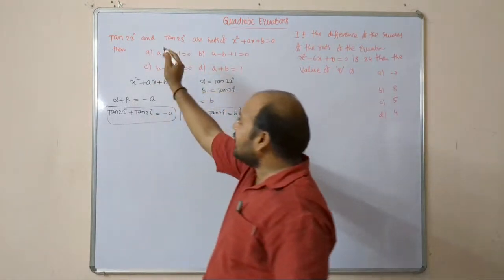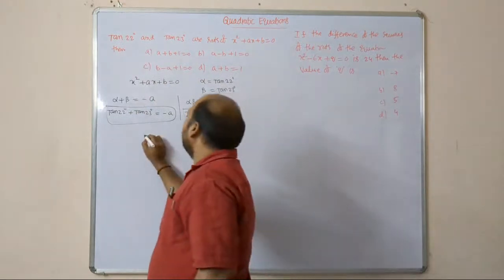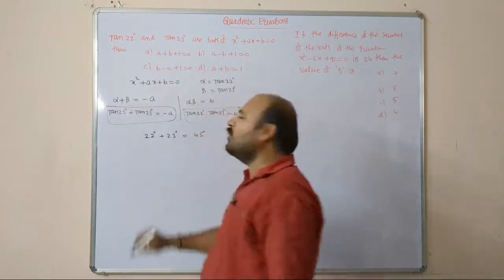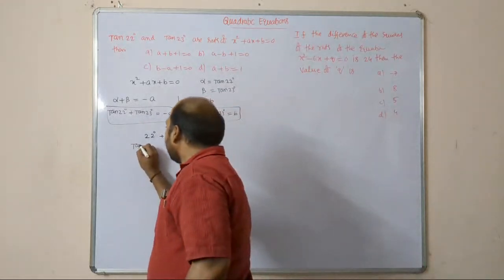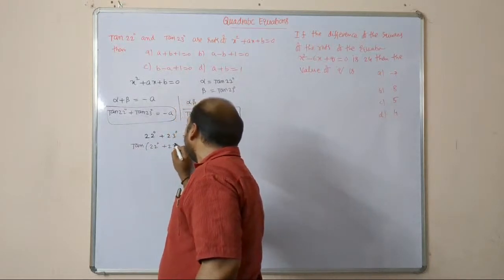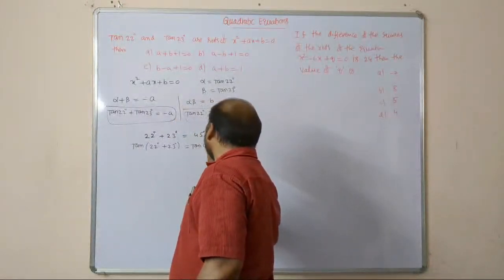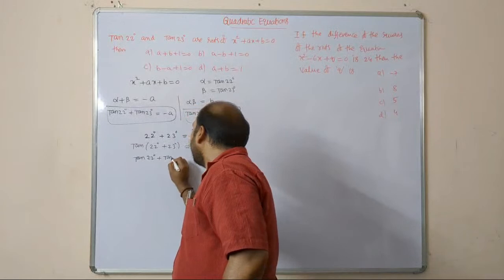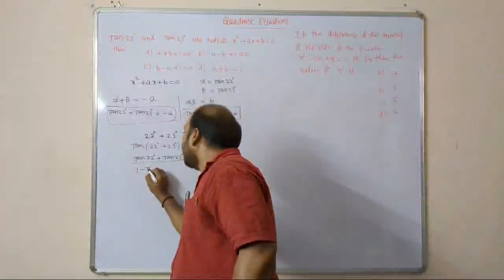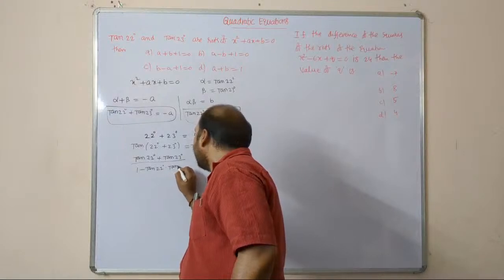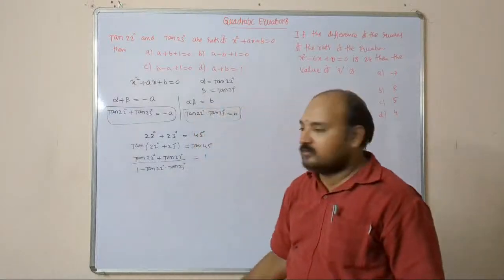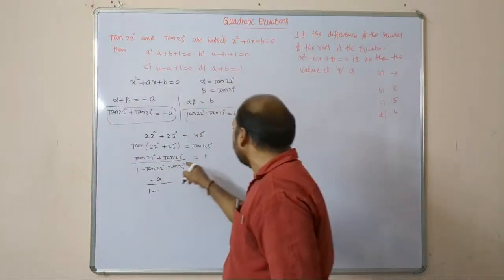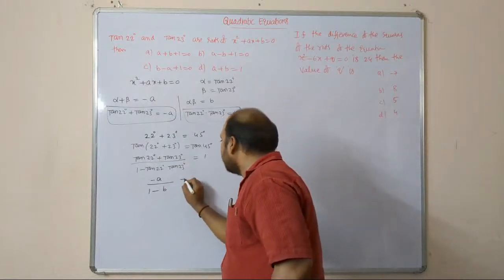So by observing 22 and 23, the sum of these two angles, 22 plus 23 degrees, is equal to 45 degrees only, no? Applying tan on both sides, tan of 22 degrees plus 23 degrees is equal to tan 45 degrees. So tan of a plus b formula, tan 22 degrees plus tan 23 degrees divided by 1 minus tan 22 degrees into tan 23 degrees is equal to tan 45, which is 1. So tan 22 plus tan 23 value is minus a, by 1 minus tan 22 into tan 23 value is b, is equal to 1.